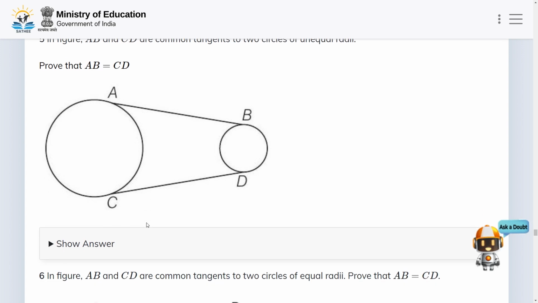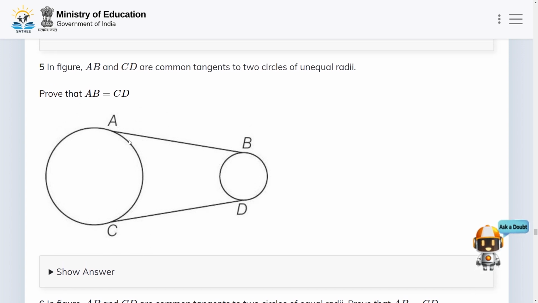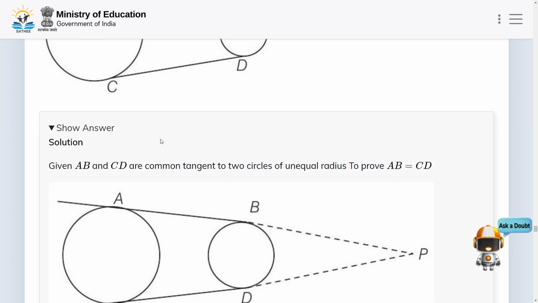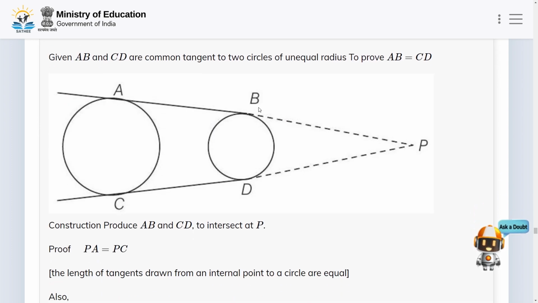In the next problem, here we have this figure. In the figure, AB and CD are common tangents to two circles of unequal radii, and we have to prove that AB is equal to CD. So let us prove this problem. Given AB and CD are common tangents to two circles of unequal radii, and we have to prove AB is equal to CD.